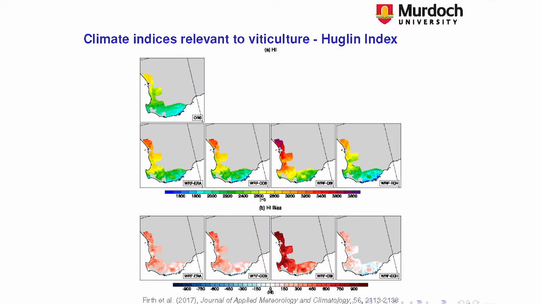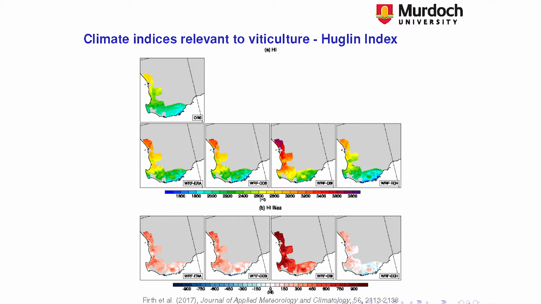So something else which matters is viticulture, so wine production. What I've plotted here is an index called a Huglin index. People who grow grapes to make wine know about this index because it's an important one. So this is the observed index. Each one of these here is a model simulation. And what is shown at the bottom is the model minus the observations. So this is the bias.